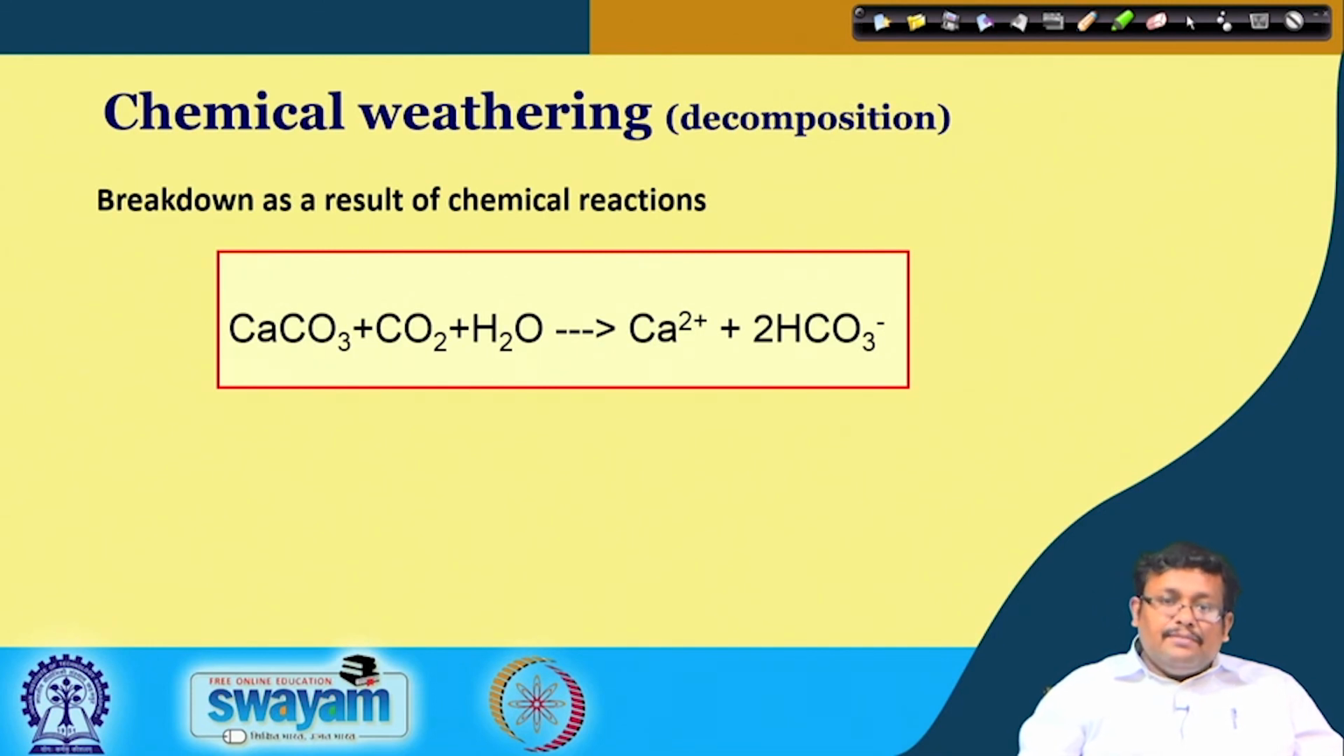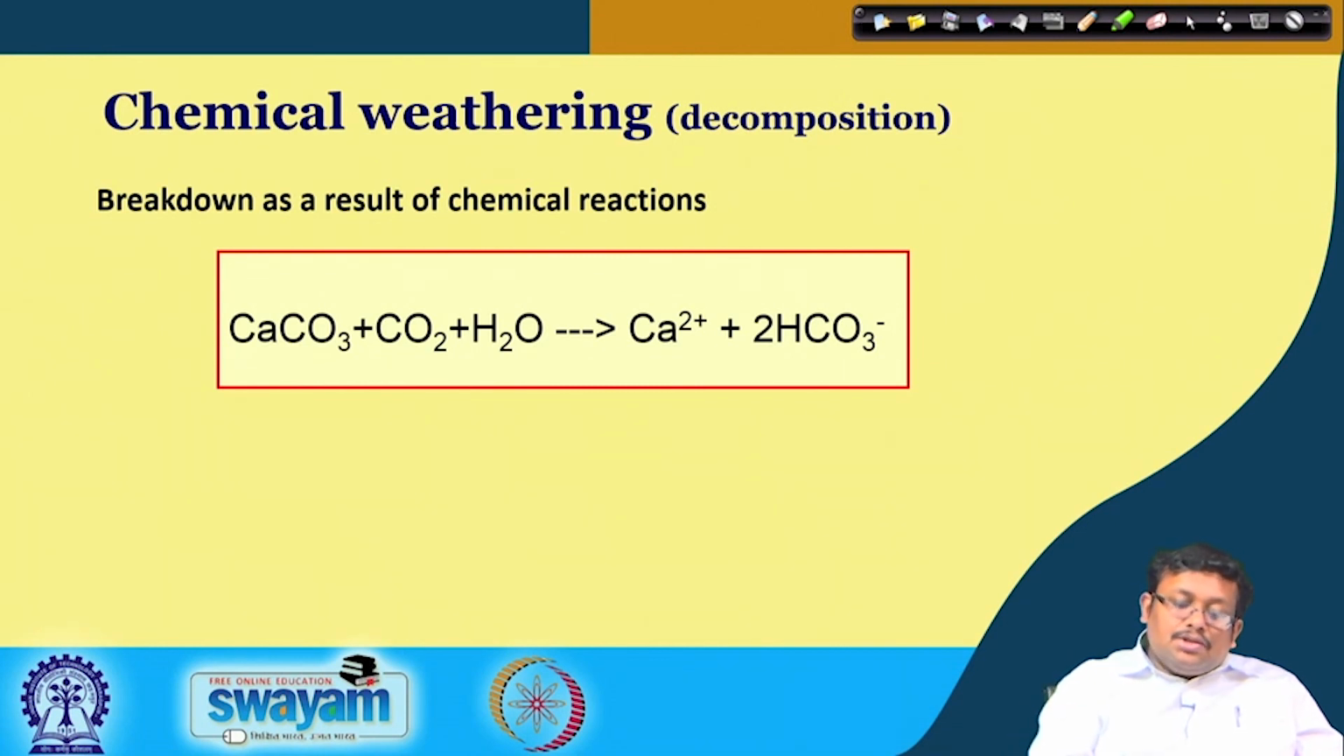So, when there is a high partial pressure of carbon dioxide, it reacts with the water vapor which is present inside the soil and forms carbonic acid. This carbonic acid reacts with calcium carbonate, and as you can see, it changes into calcium ion as well as bicarbonate. So, there is a complete change in chemical nature. That is why it is called chemical weathering or decomposition, that means change of composition.